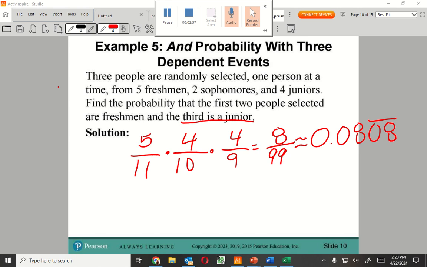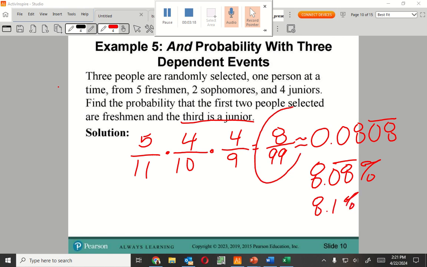Now, if I was going to convert that into a percent, move the decimal over twice, right? And I should get 8.08%. Or if I'm approximating it, that would be 8.1%. So all 3 ways are important and might be asked for on the homework. So you need to know how to do all of them.